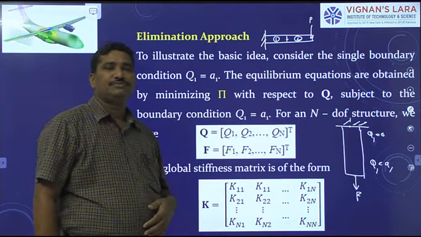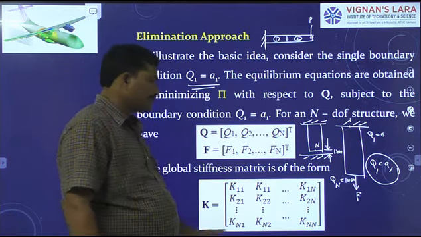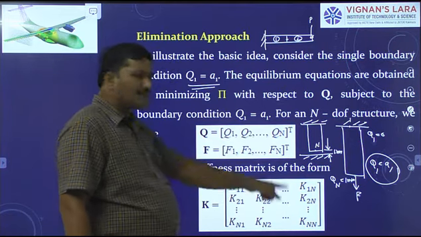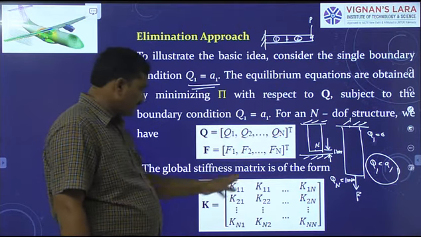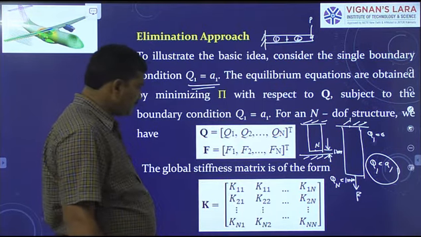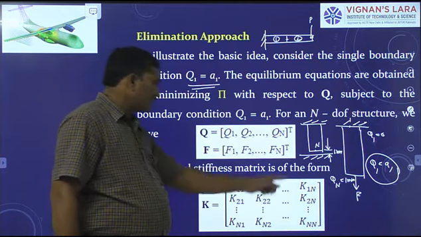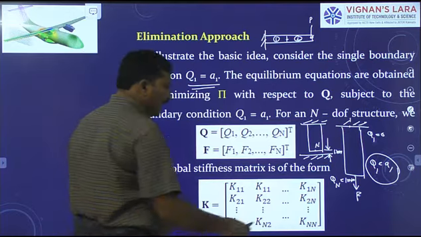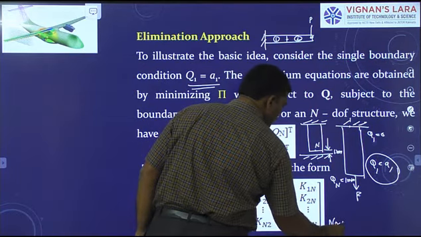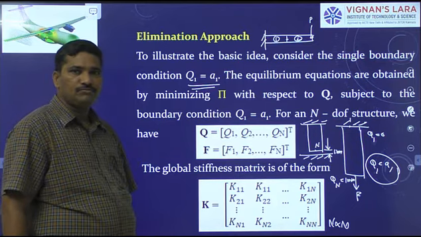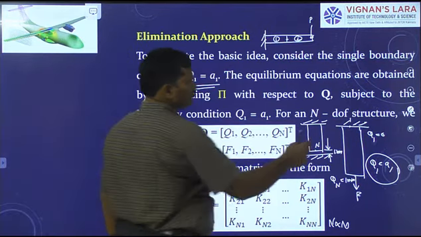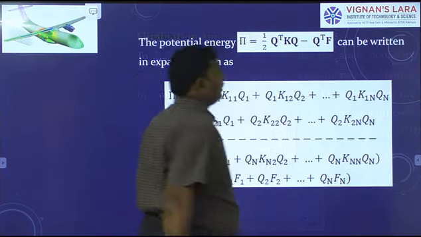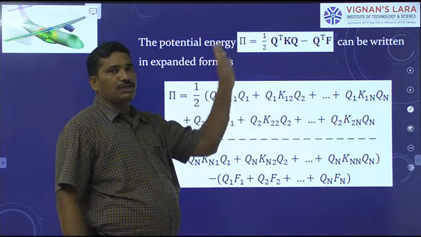Now, what is capital K? It is the global stiffness matrix represented like this. So here, how many degrees of freedom are there in the domain? With careful observation of this matrix, we can answer that there exist n degrees of freedom in the domain. Therefore, this matrix has the size n by n. Well, this is the expression for the total potential energy.